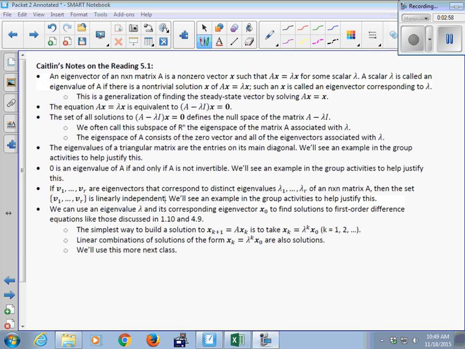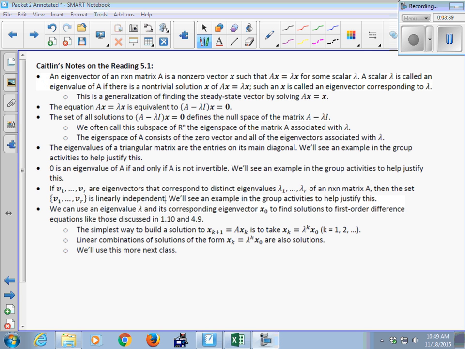All right, so we'll do an activity later to help justify why those are eigenvalues. 0 is an eigenvalue if and only if A is not invertible. Again, we'll do something in the activities to justify that. If v1 to vr are eigenvectors that correspond to distinct eigenvalues lambda 1 to lambda r, then the set v1 to vr is linearly independent. Again, I'll have you do some work in the activities to come up with a reason for that.